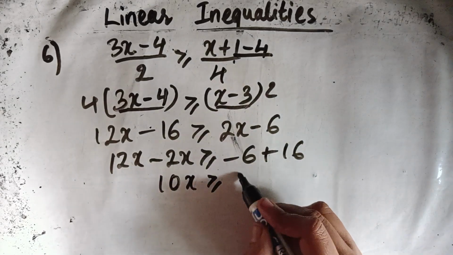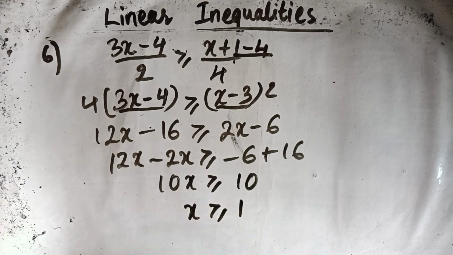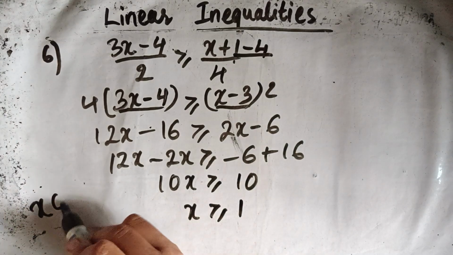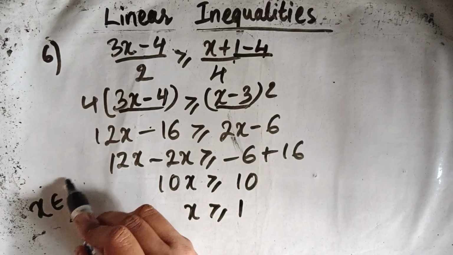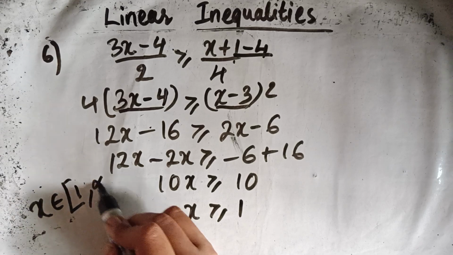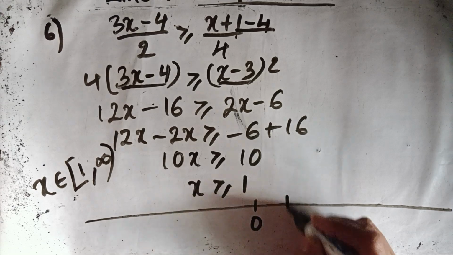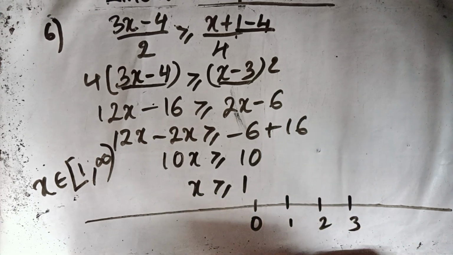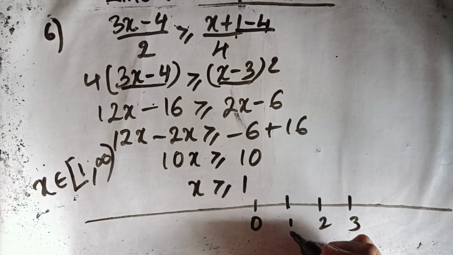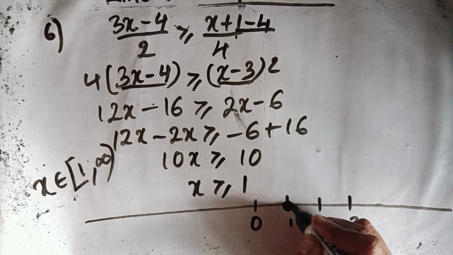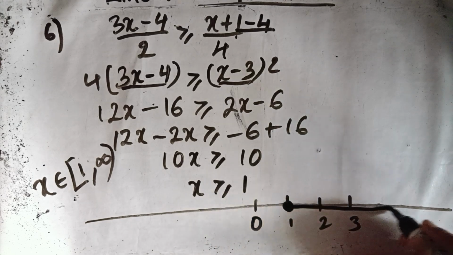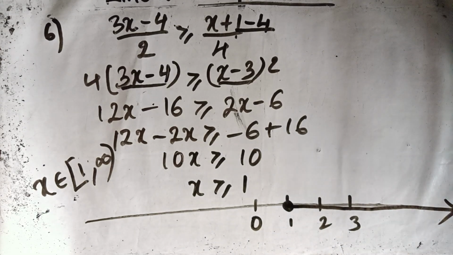10x, 10. So x is greater than or equal to 1. So x belongs to greater than or equal to 1, closed interval 1 to infinity. So on a number line 1, 2, 3 and so on. 1 is included, so this you have to fill.